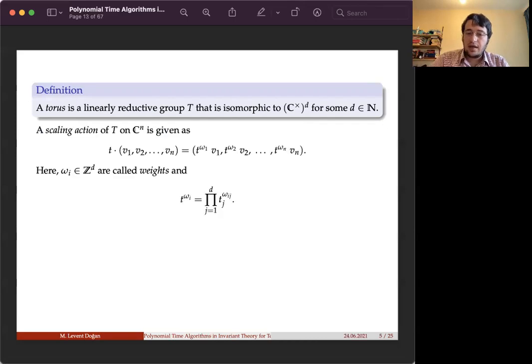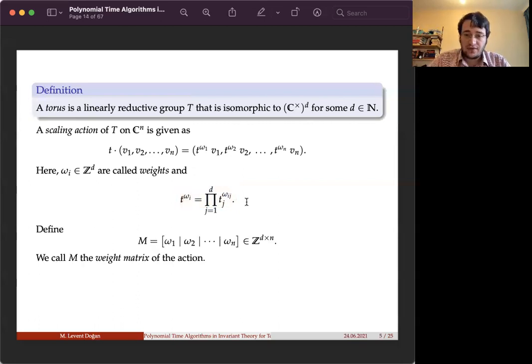A scaling action of a torus T on the vector space is an action of this simple form: small t times the vector is obtained by scaling each coordinate with a non-zero scalar. These non-zero scalars are determined by integer vectors of size d, which are the exponent vectors. We call them weights. So each coordinate has a weight, and the coordinate is multiplied with this Laurent monomial given here. The product t1 to the omega I1, t2 to the omega I2, and so on.